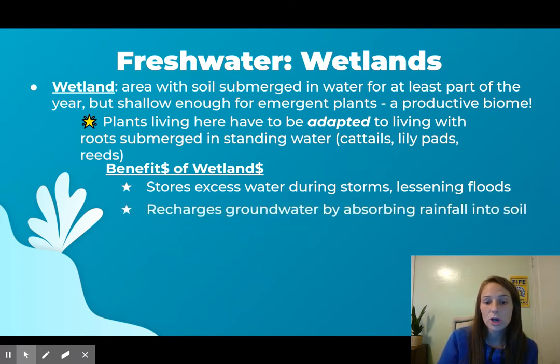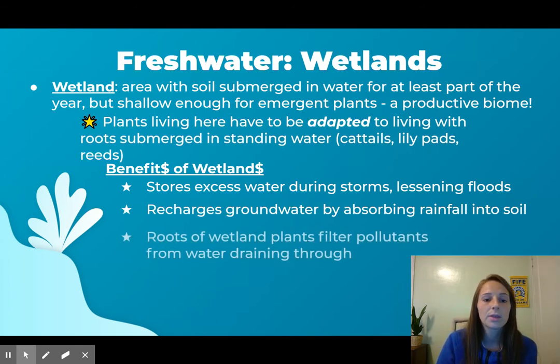It also recharges groundwater by absorbing rainfall into the soil. So you have groundwater deep down, and this is going to take the rainfall, it's going to slowly get it into the soil so that you get more of that groundwater underneath at lower levels. Additionally, the roots from the wetland plants filter pollutants from water draining through. So wetlands are really important when it comes to filtering out any sort of toxins that might be in water.